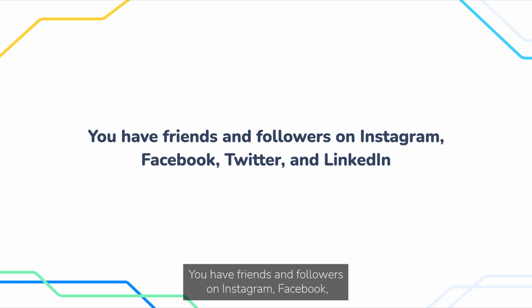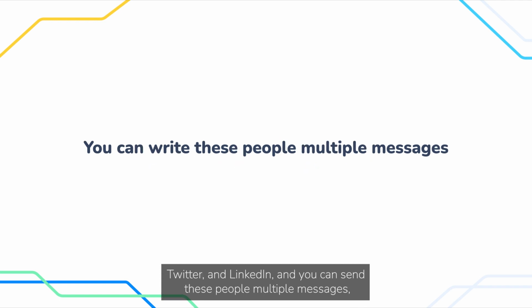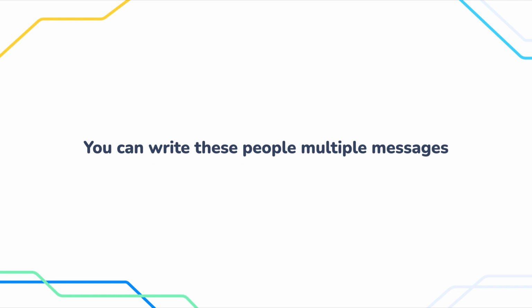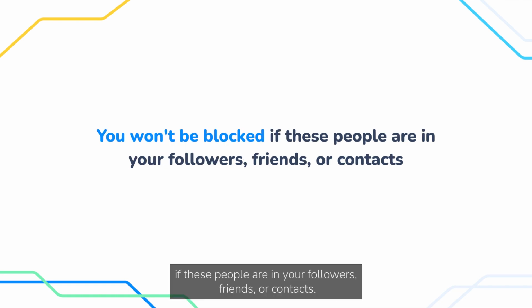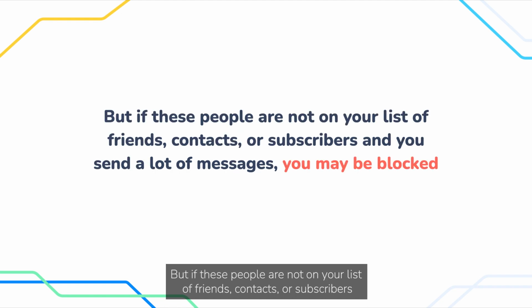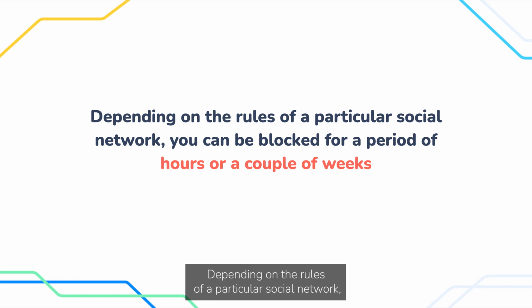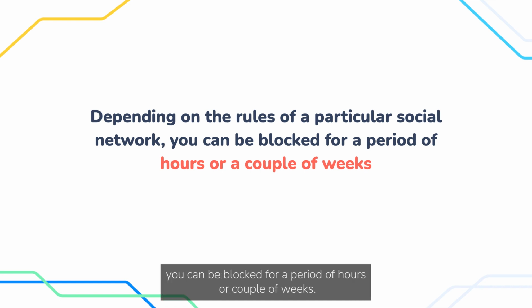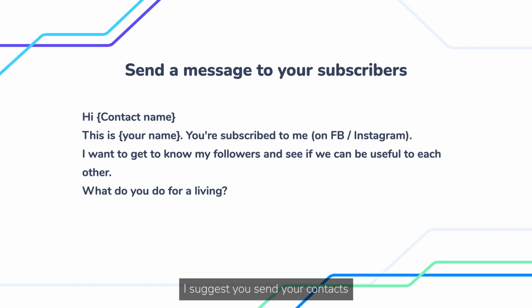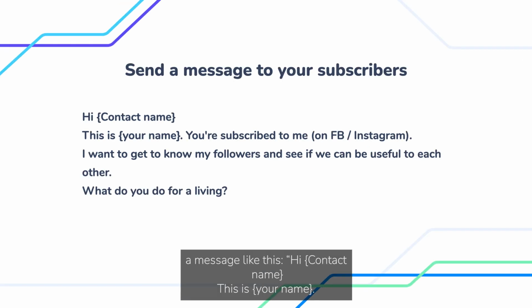You have friends and followers on Instagram, Facebook, Twitter, LinkedIn, and you can send these people multiple messages. And you won't be blocked if these people are in your followers, friends, or contacts. But if these people are not on your list of friends, contacts, or subscribers, and you send a lot of messages, you may be blocked. Depending on the rules of a particular social network, you can be blocked for a period of hours or a couple of weeks.